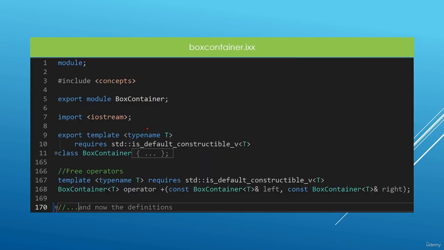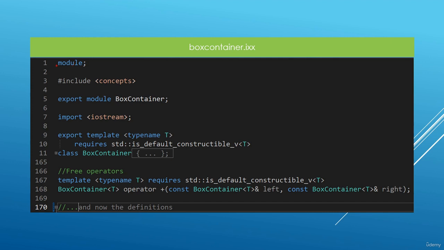To take a class template and turn it into a module, all you have to do is use the export keyword before your template declaration. So here we say export template and say typename. We put in our concept as you see here, and our class is going to show up just below this as it was as a header. This is really all we have to do.